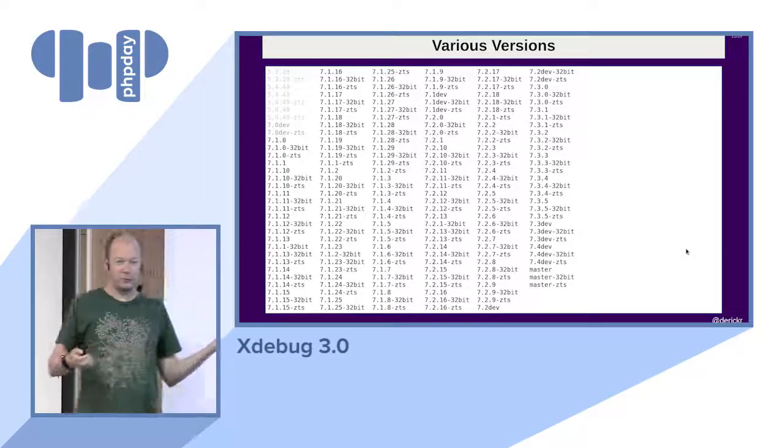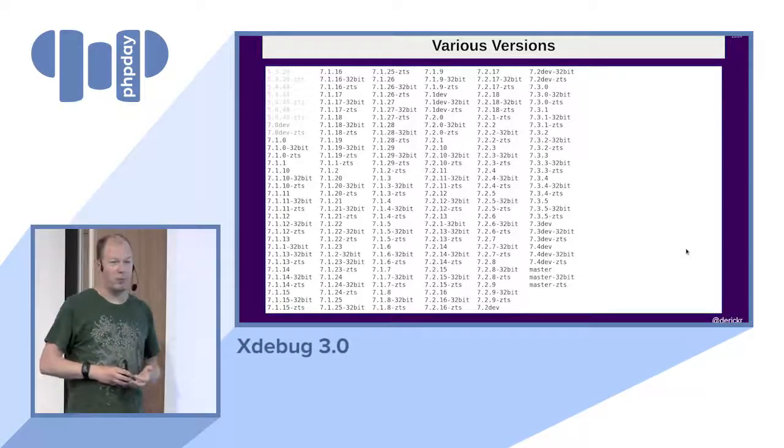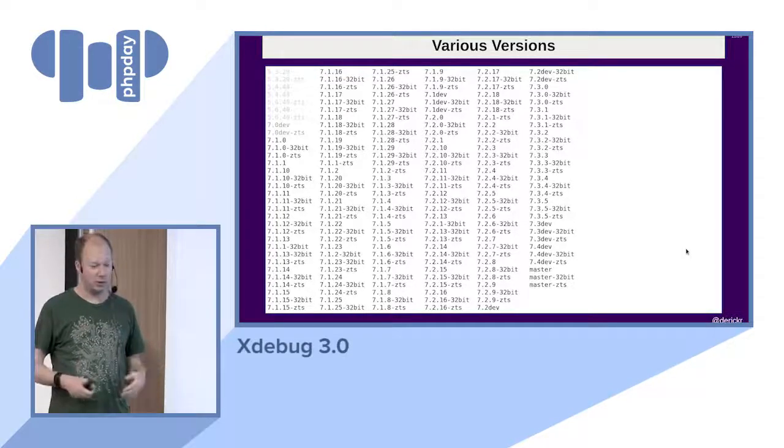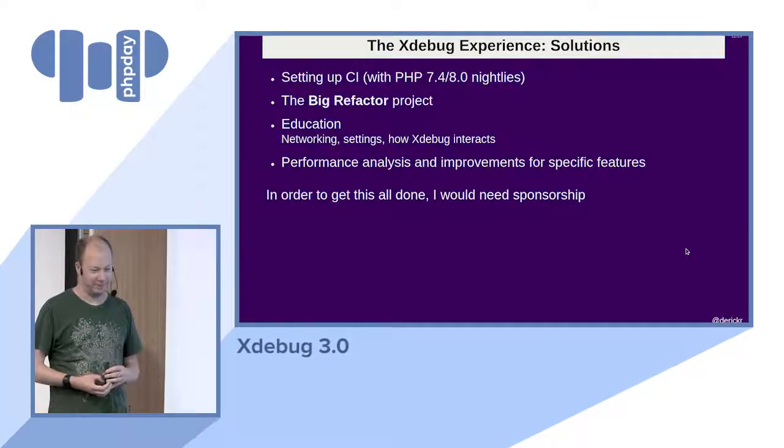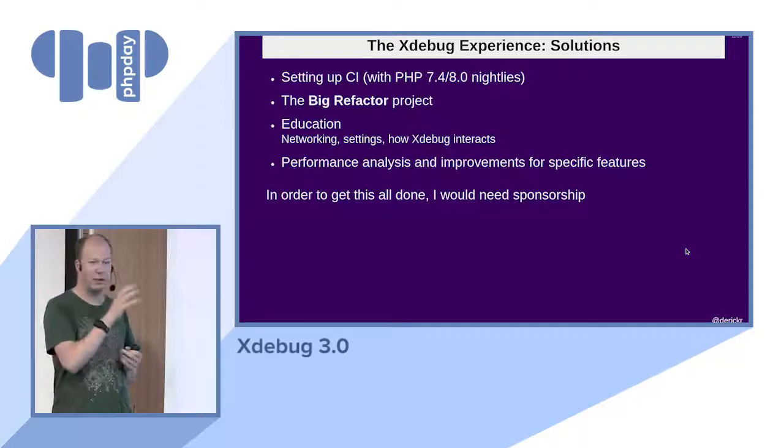So I've spoken a little bit about the problems. Now I want to talk a little bit about the solutions, because that's what you're all here for, hopefully. So the first thing I want to do is set up a local CI, continuous integration, that's the word I was looking for. And what I also want to do is check it not only against release versions of PHP, but also against PHP 7.4 and 8.